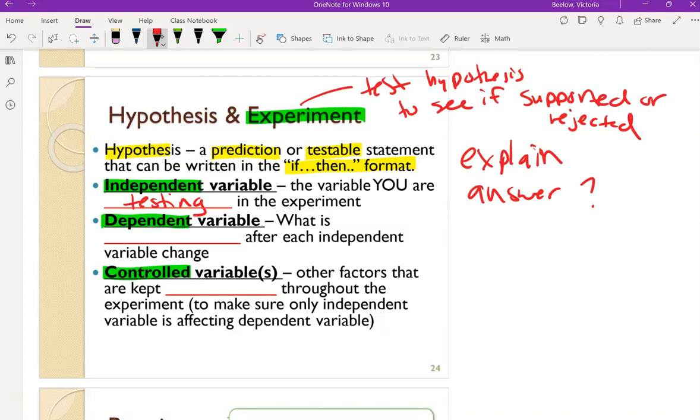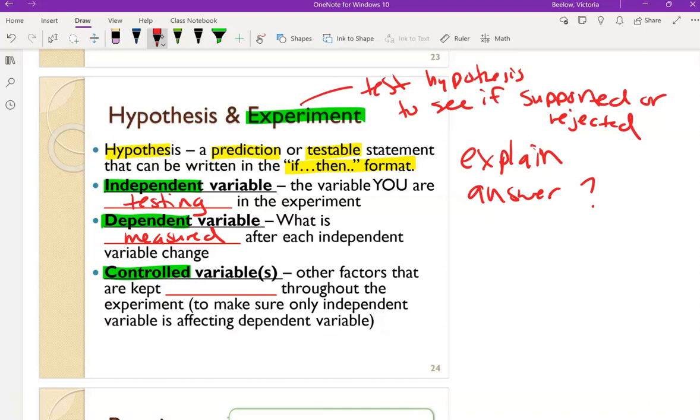Versus, as the name suggests, dependent, it's going to depend on, hopefully, your independent variable. And this is often what is measured after each independent variable change. So you're manipulating, it's the independent variable, it's the factor that you're testing, and then hopefully your dependent variable is responding to that and is depending on the independent variable.